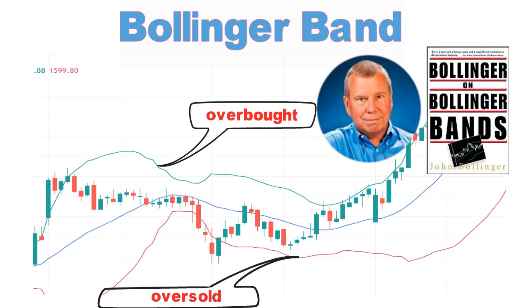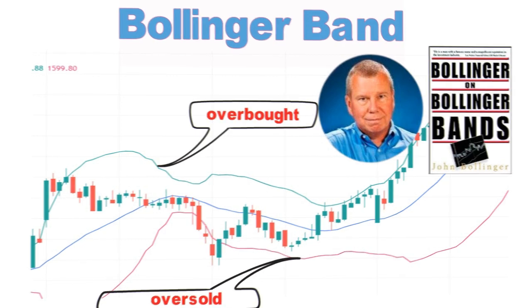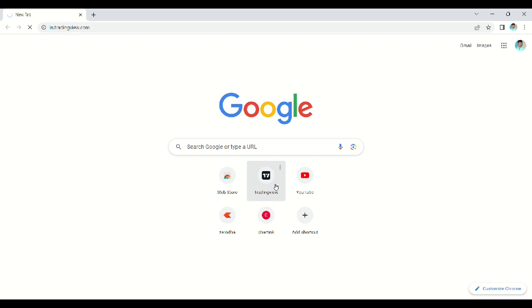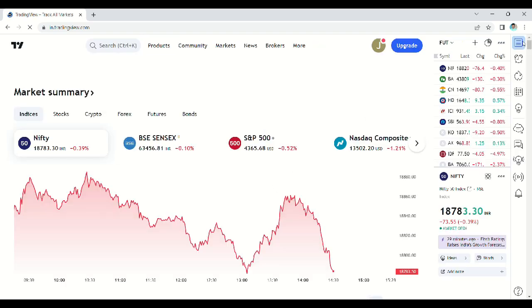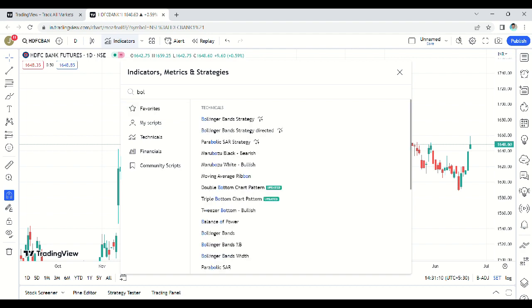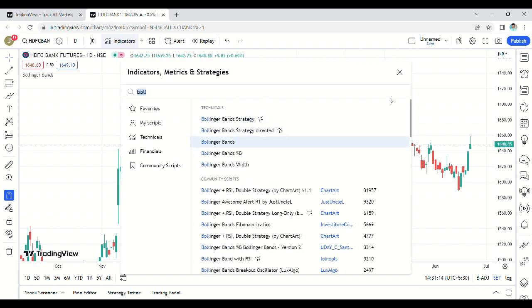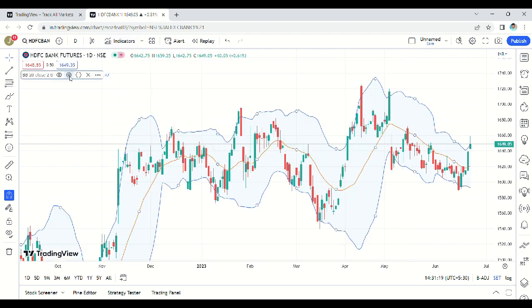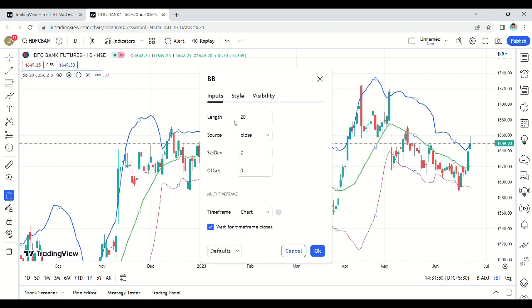Let's understand what Bollinger Band is and how to apply it. Let's see how to apply Bollinger Band in a chart. Go to TradingView software. In every trading software, this indicator will be available. Next, in indicators, type Bollinger Band. Next, go to settings. Length is 20 by default, meaning 20 SMA, 20 simple moving average. In standard deviation, 2 is the default, no changes in that.